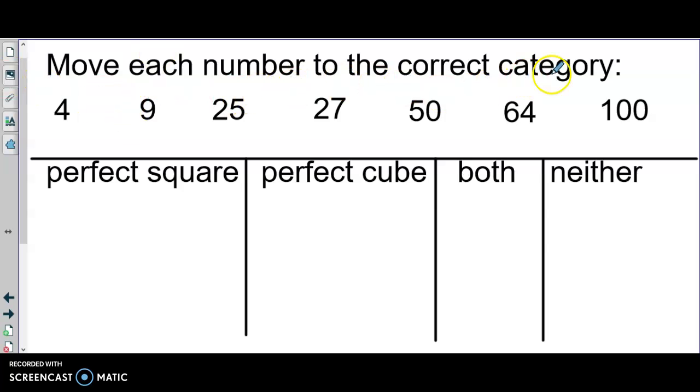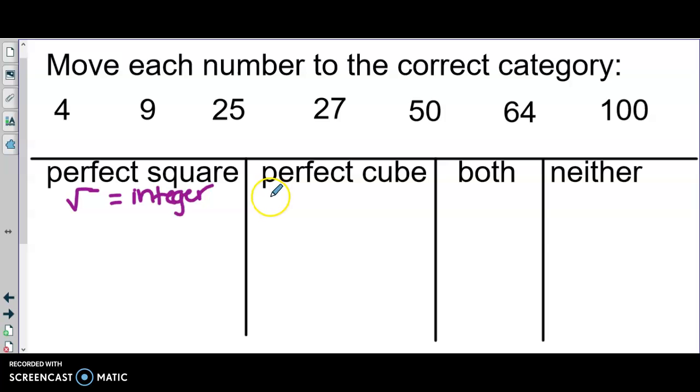So here we're moving each number to the correct category. We have the categories perfect square, which means when you square root a number, it's going to equal a pretty number. It's going to equal an integer. And remember, integer just means a positive or negative whole number. So like 5, -2, 10, a nice pretty number.